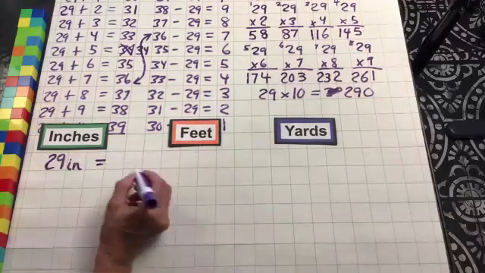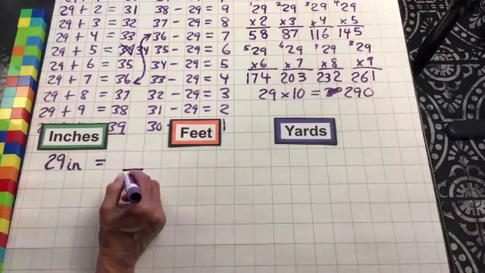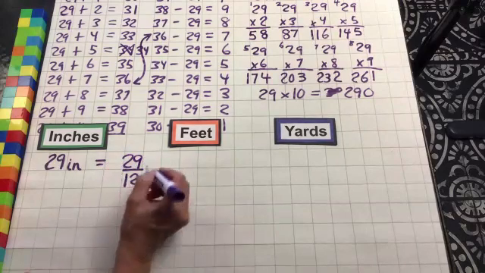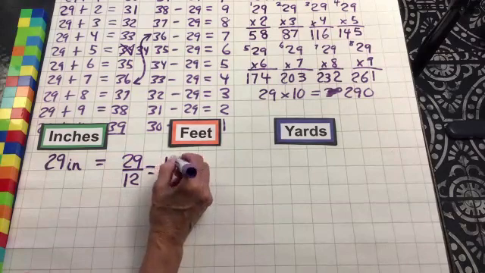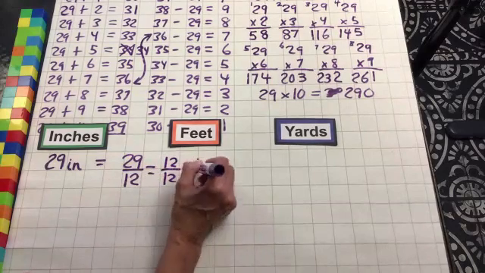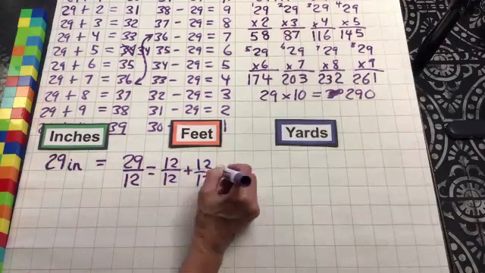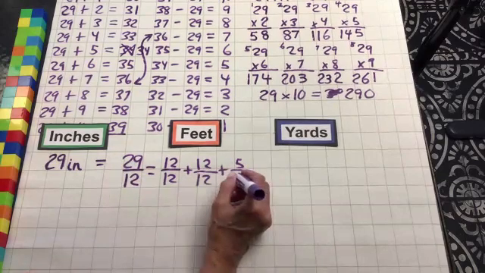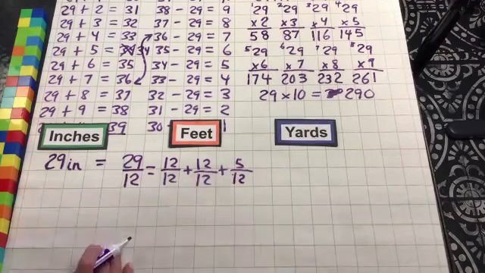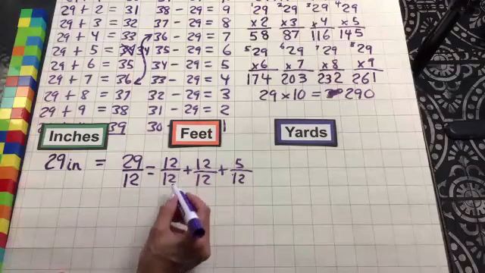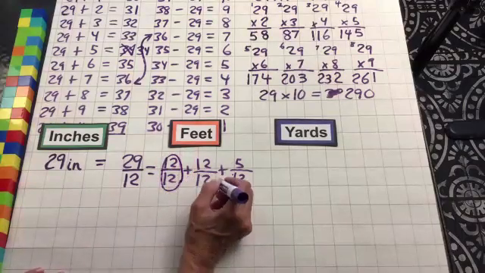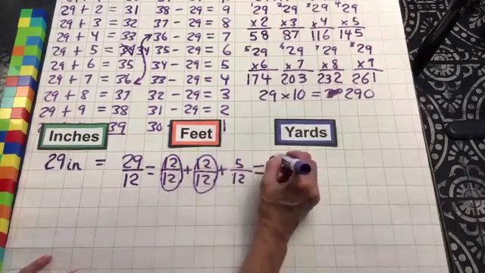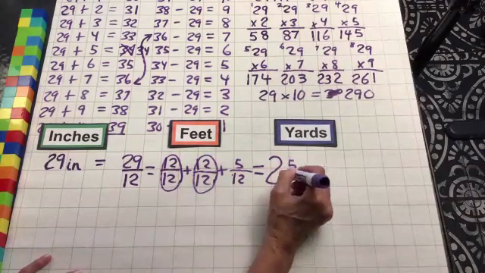And that equals, we know it takes 12 inches to make a foot. So we're going to put everything over 12. We have 29 inches, so this is going to break apart into 12 plus 12 plus 5, because 12 plus 12 is 24, plus 5 is 29. And that's what we're trying to add up to, the 29. We're breaking it apart in feet. So 12 out of 12 would be a whole foot and another whole foot. So we have 2 whole feet and 5 twelfths.